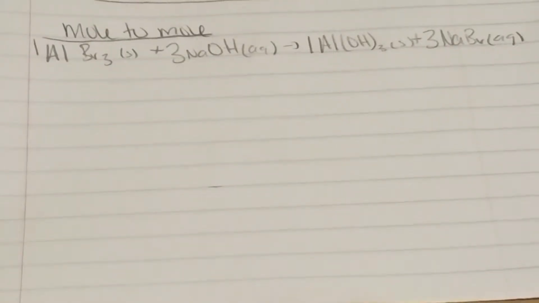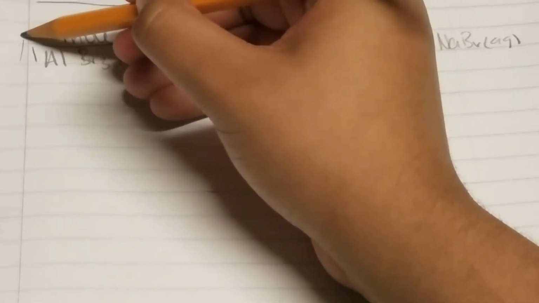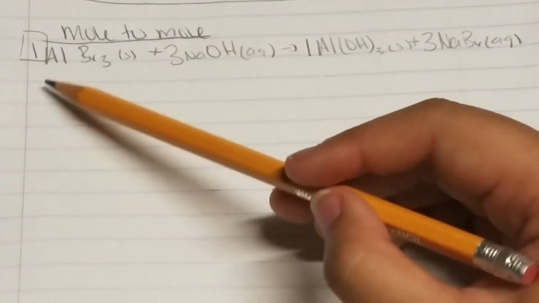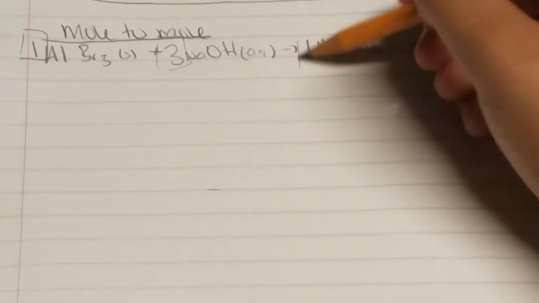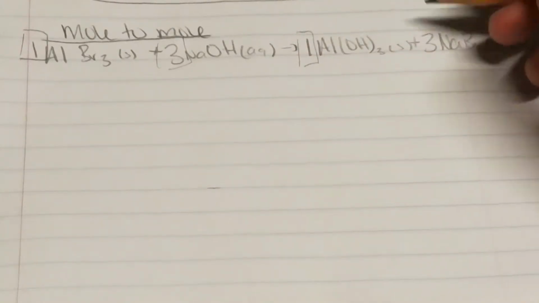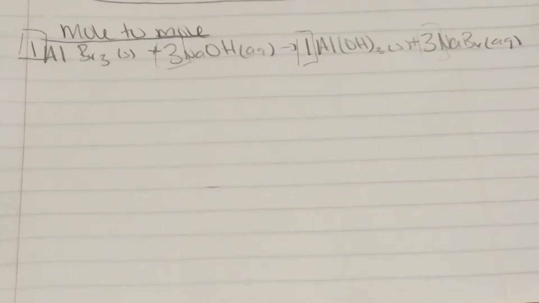So let's start off with a balanced equation. To go from moles to moles, all you need to do is look at the mole number in front of each section of the balanced equation. So you'll be looking at the number that's at the beginning of each section. So you have 1 mole of aluminum bromide, 3 moles of NaOH, 1 mole of Al(OH)3, and 3 moles of NaBr, sodium bromide.